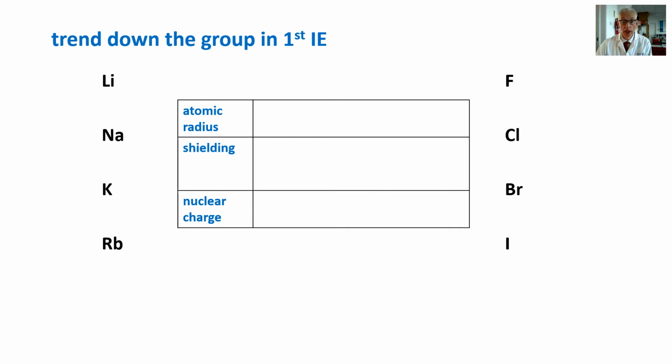Okay, so as you go down the group, well, the atom gets bigger and the distance between the nucleus and the outer shell increases, so there is weaker nuclear attraction as you go down the group.